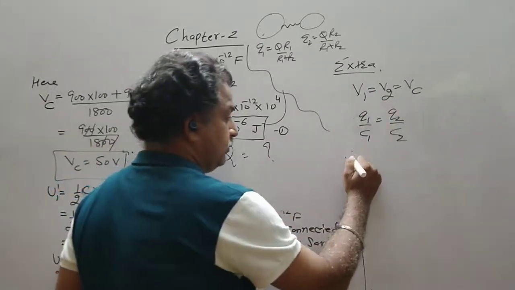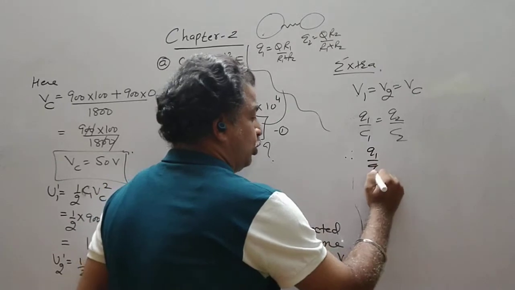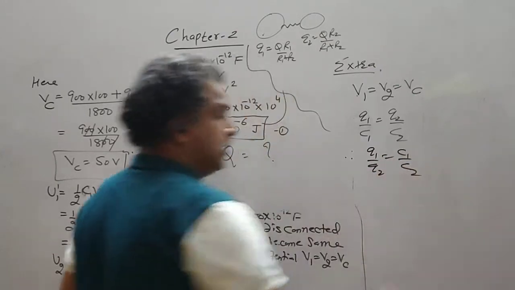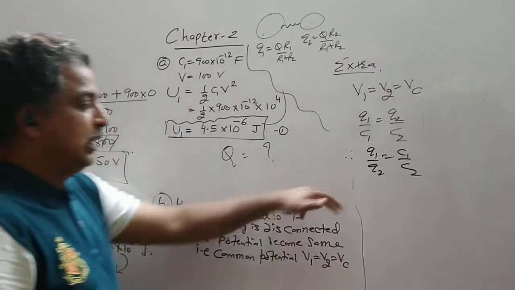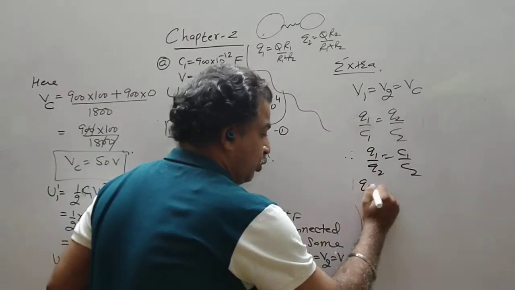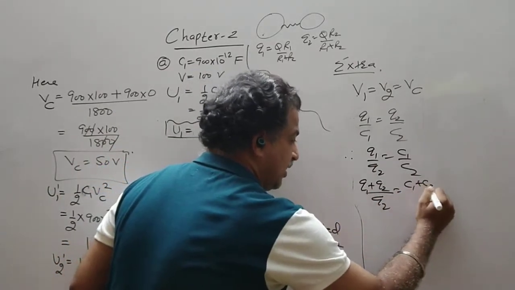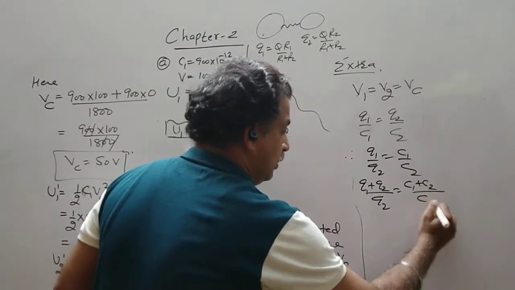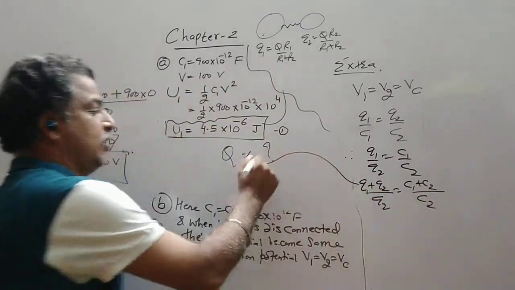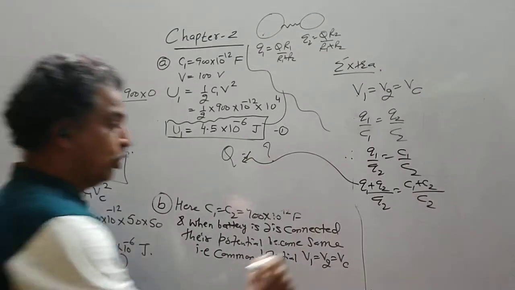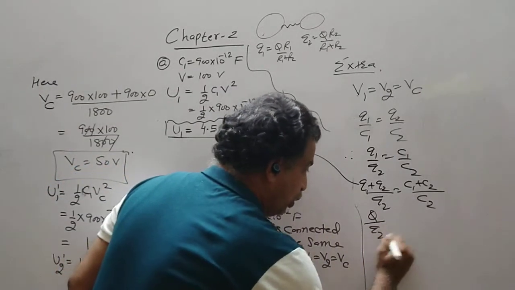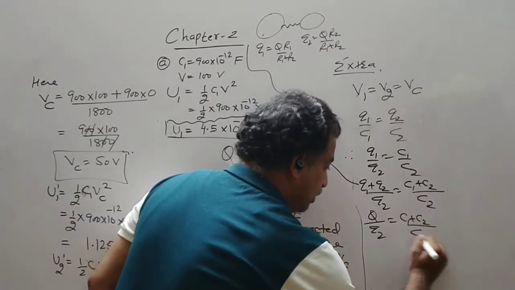Therefore, Q1 upon Q2 is equal to C1 upon C2. Now I use the componendo method the same way: Q1 plus Q2 upon Q2, and here also C1 plus C2 upon C2. Now this is the total charge. Charge can neither be created nor destroyed. So Q upon Q2 is equal to C1 plus C2 upon C2.